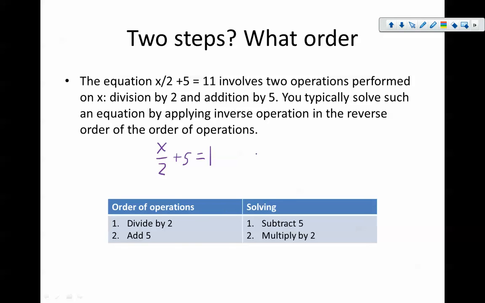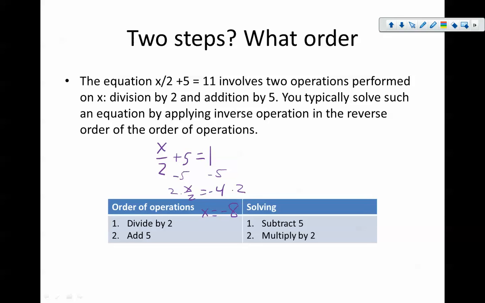So, typically speaking, now this isn't for all cases, but typically speaking, when we're solving, we do the opposite order of the order of operations. So instead of doing divide by 2 and add 5, we're going to deal with the plus 5 first, which means we're going to subtract 5. So we're subtracting 5 from both sides. Then we're going to rewrite the equivalent equation that we get when we do that. And then we're going to do the opposite of dividing by 2, which is to multiply by 2. And that tells us what number this has to be in order for it to work.